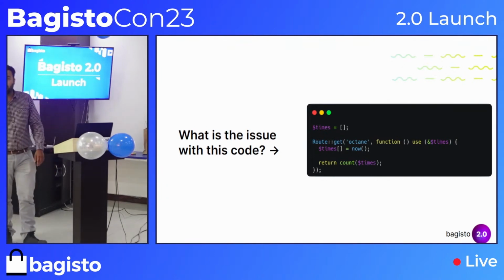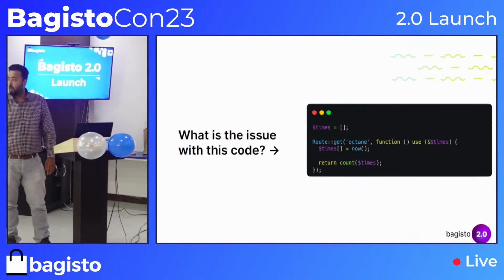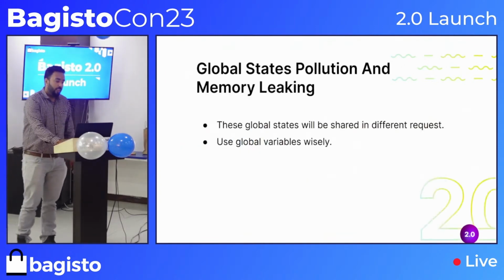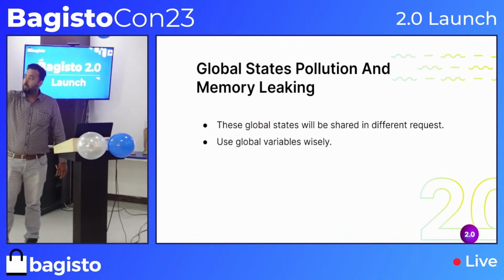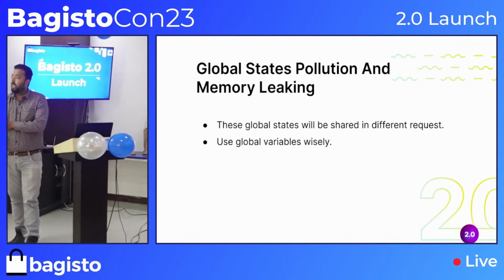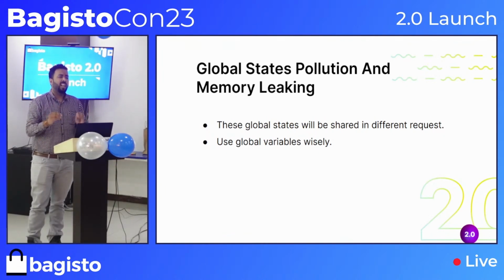If your site has a maximum amount of traffic, your system will crash here, because we have to avoid memory leakage, and this causes memory leakage too. So this is the issue: global state pollution and memory leakage. These global states will be shared across different requests. So try to avoid global variables, minimize them, and not use them.